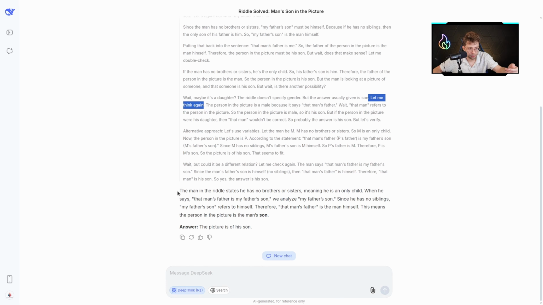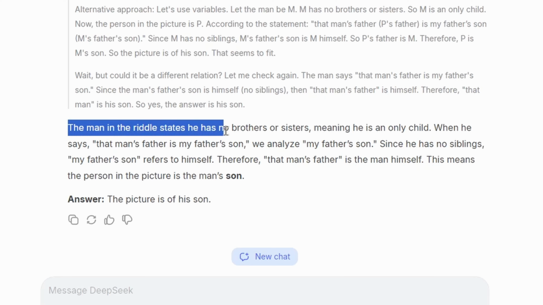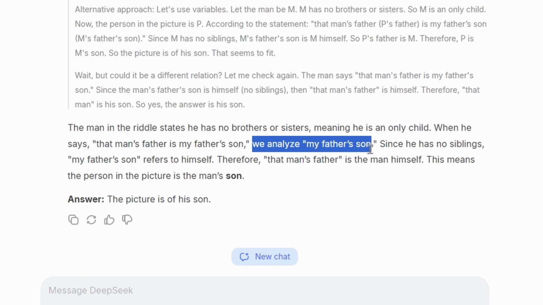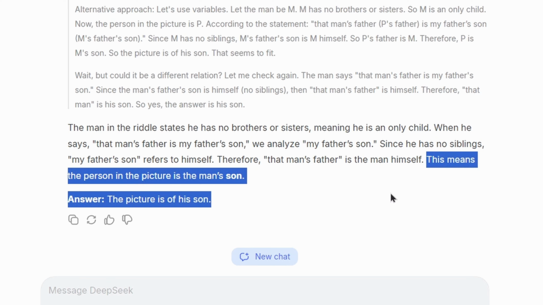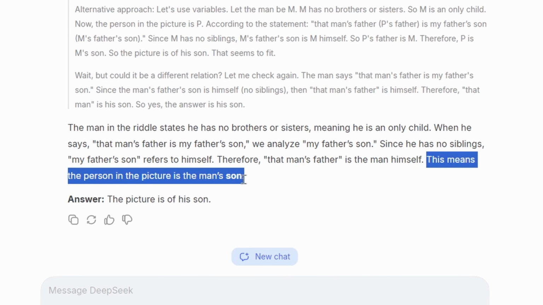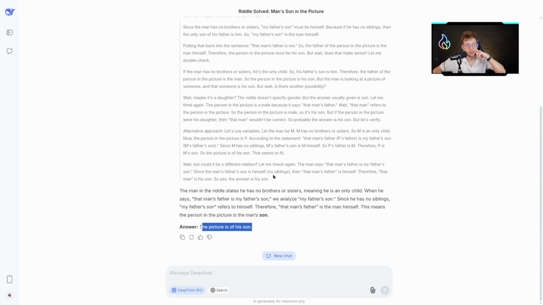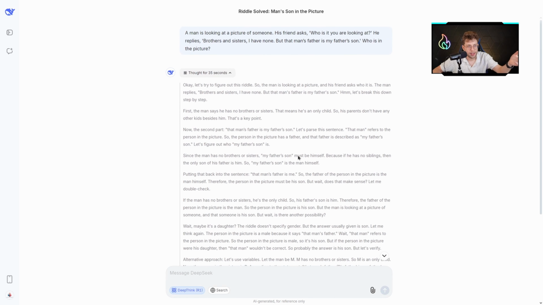And afterwards, we've got the response. The man in the riddle states he has no brothers or sisters, meaning he is an only child. When he says that man's father is my father's son, we analyze my father's son. Since he has no siblings, my father's son refers to himself. Therefore, that man's father is the man himself. This means the person in the picture is the man's son. The answer is correct. However, pay attention to the thinking process, how structured it was, and how it manages to solve these kinds of problems and answer our queries.